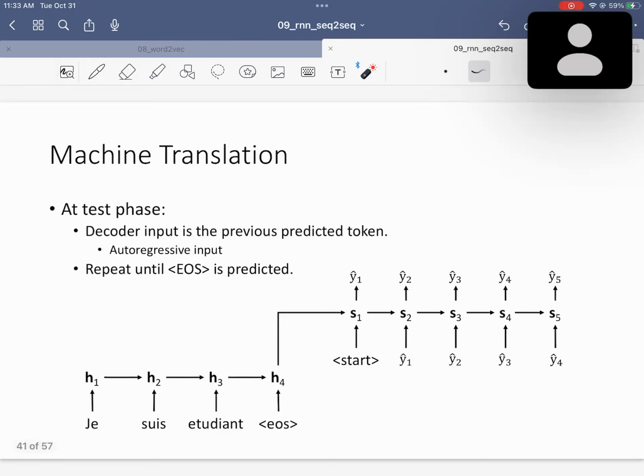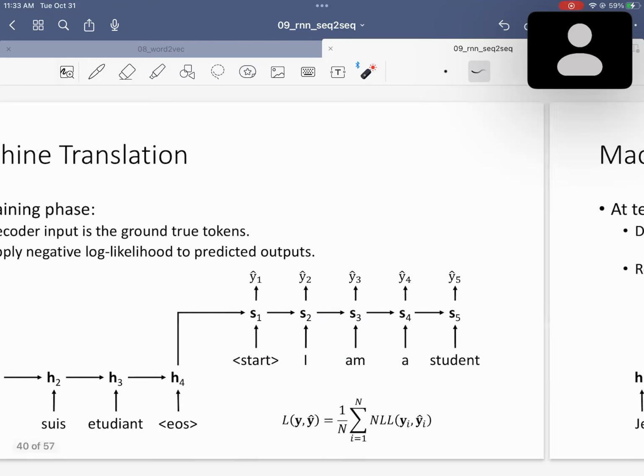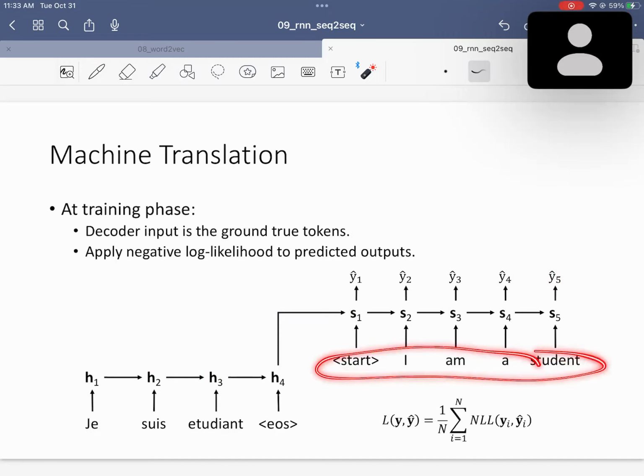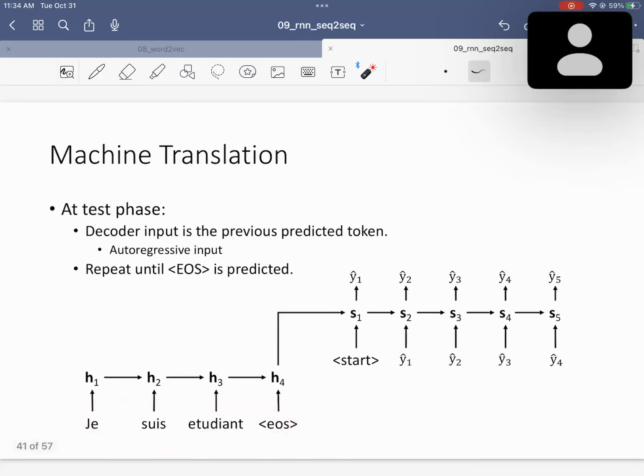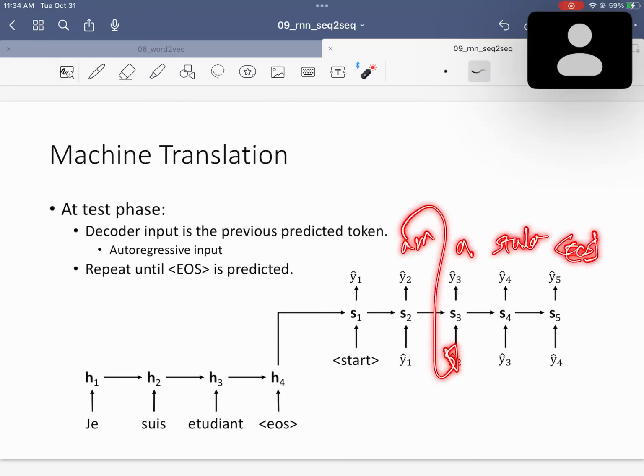During test, it's a little bit different. You can't put the correct answer into the decoder during the test, because you want the model to generate a corresponding sentence, right? So your French words will be given, and then starting from there, you start the decoder and see what happens. Hopefully with start given, S1 will output I, and then you plug that I into S2, and hopefully that'll give you am. Plug that am in here, it'll give you a, student, and end of sentence, right? So this is hopefully what will happen.